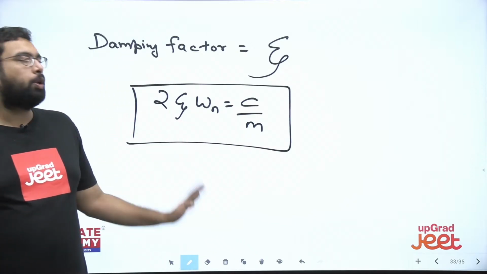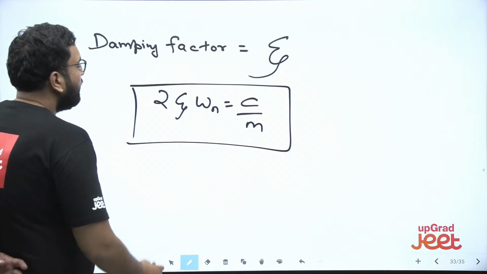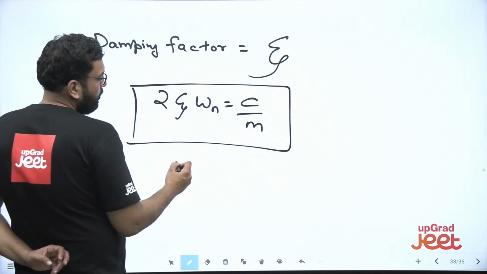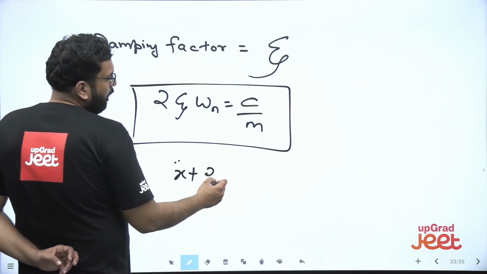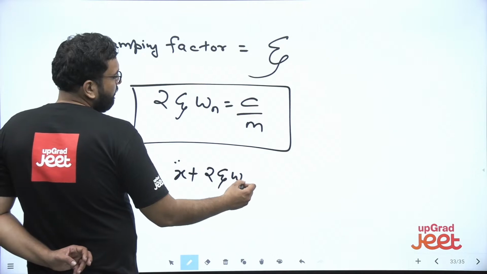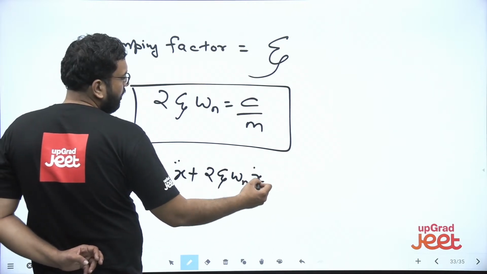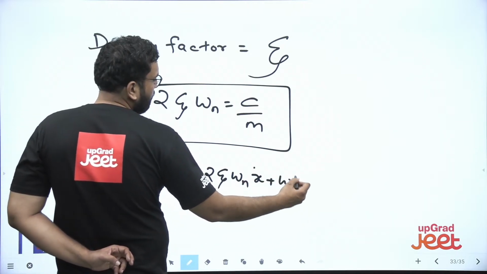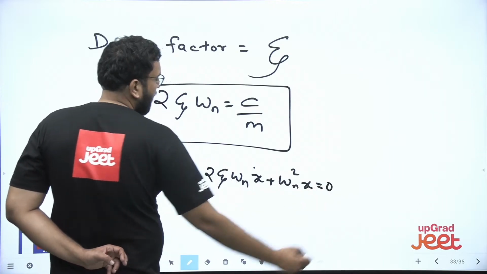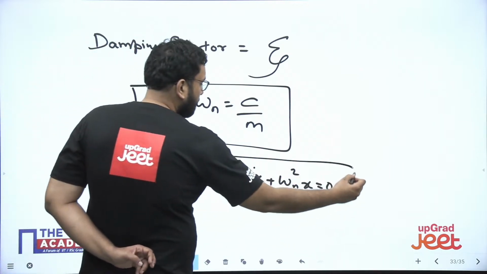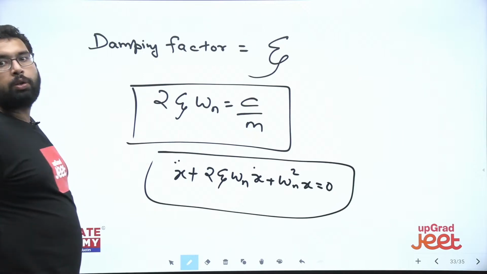Are you getting my point? 2 zeta omega n is equal to c by m, and now we can do it like this. So x double dot, and instead of c by m we can write this, 2 zeta omega n x dot, plus omega n square x is equal to 0. So this is also one of the standard forms.